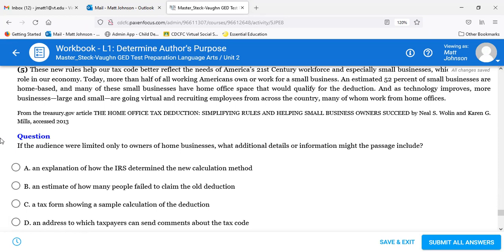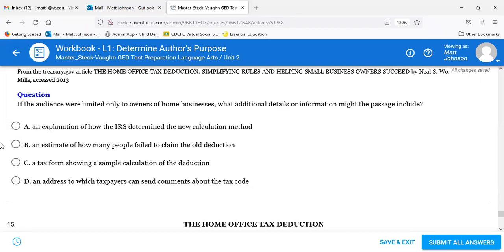14, let's see, Sasha Gay, how about 14? If the audience were limited only to owners of home businesses, which additional detail or information might the passage include? A, an explanation of how the IRS determined the new calculation method. B, an estimate of how many people failed to claim the old deduction. C, a tax form showing a sample calculation of the deduction. And D, an address to which taxpayers can send comments about the tax code. A.